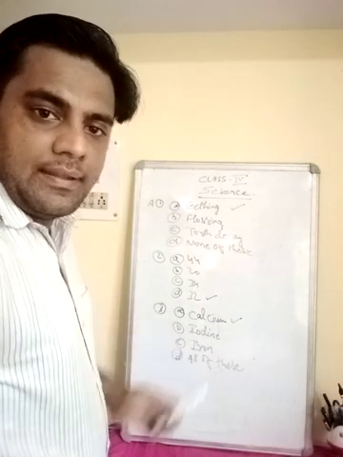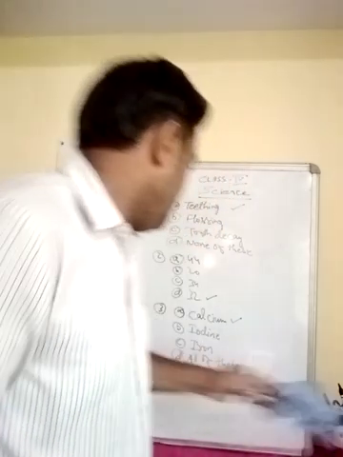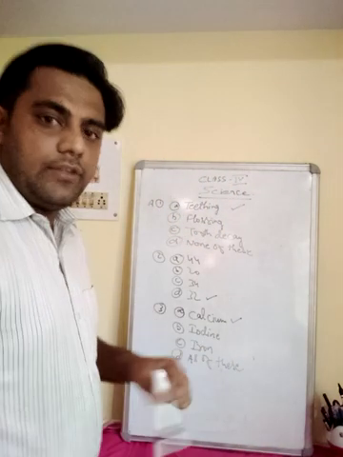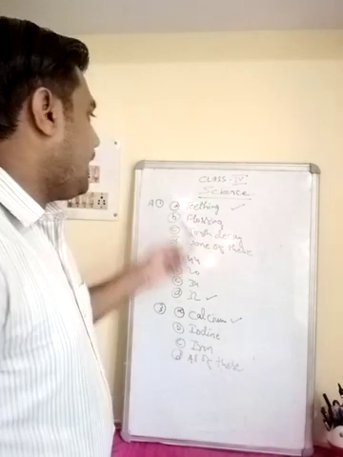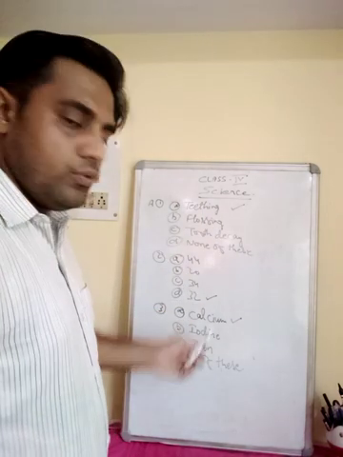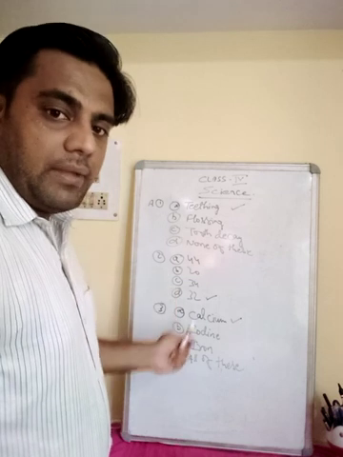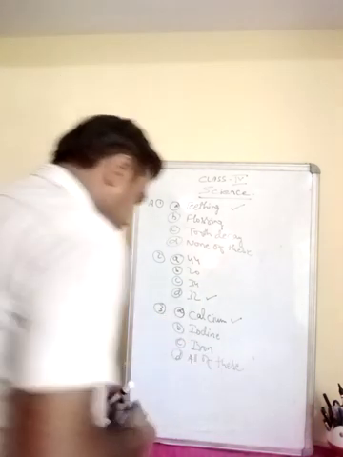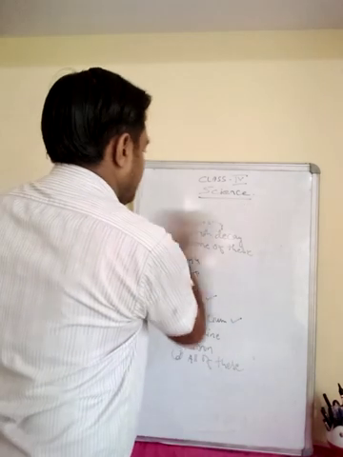So once again I am telling you the answers for 1, 2 and 3. Number 1 answer is number A, teething. Number 2 answer is number D, 32. And number 3 answer is again number A, calcium. Let's move on to choose the correct option, number 4.